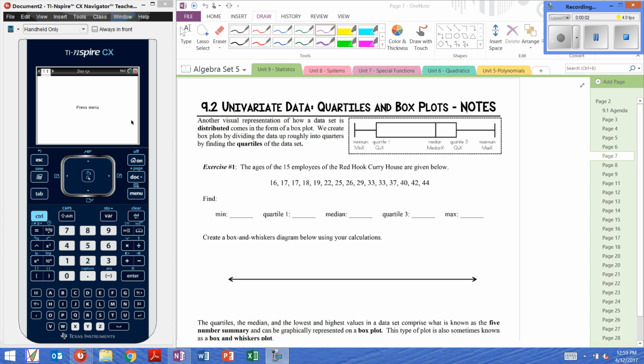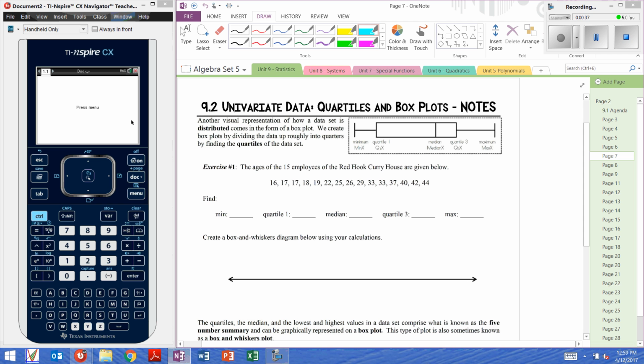You are watching the 9.2 lesson video on univariate data, quartiles, and box plots. So in 9.1, we were talking about some of the more basic types of ways to show our univariate data, our one variable data. Here we're just adding another layer onto this, and we call these box plots, or sometimes box and whisker plots. So the first thing that I wanted to point out is really what it's going to look like. And you should have seen these before in the past. You might just not have constructed them in the past, but that's what we're going to do today.